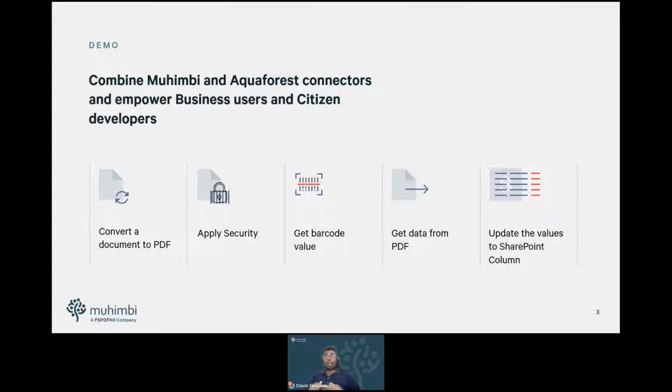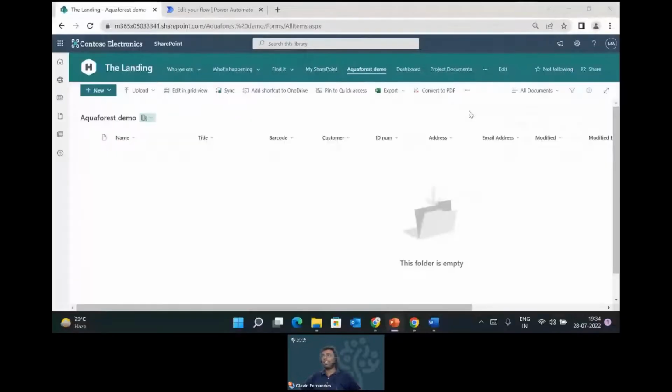We will read the barcode value on the fly, which is in the PDF. We will get meaningful data out of the PDF, and all those values, the barcode value and the meaningful data that we have collected from the PDF, will be updated to a SharePoint column. Isn't that awesome? Yes, right? So let's not waste time and let's get into the demo.